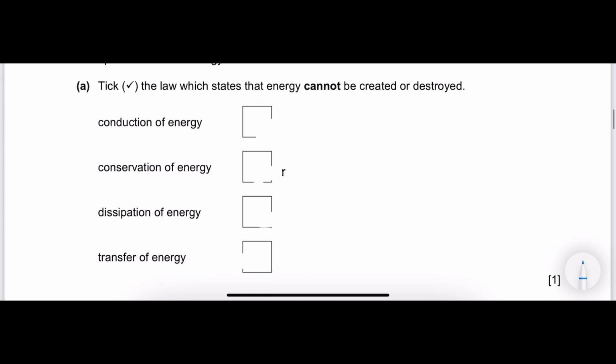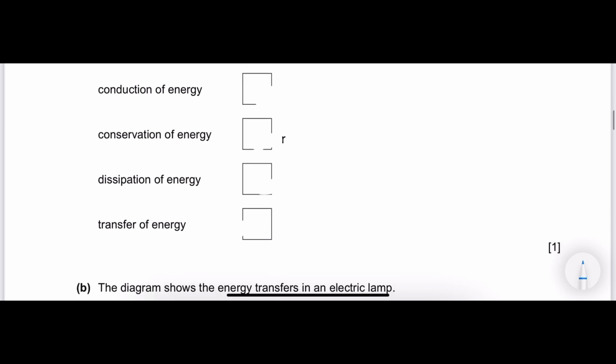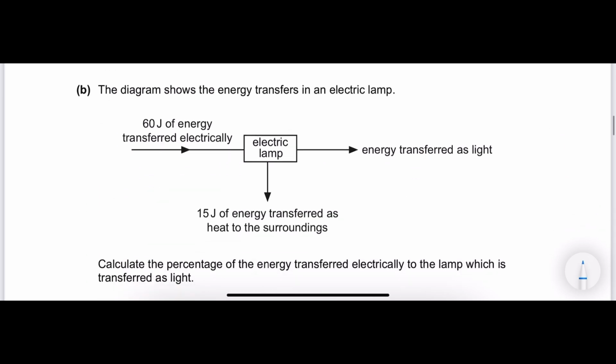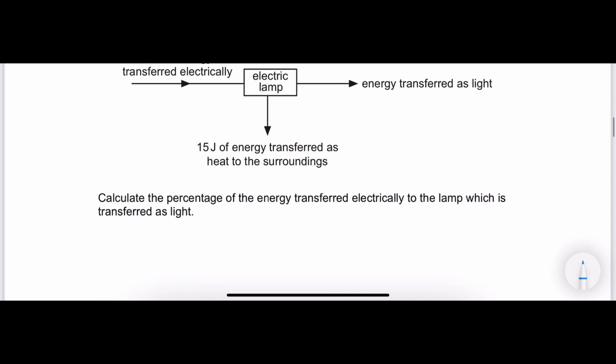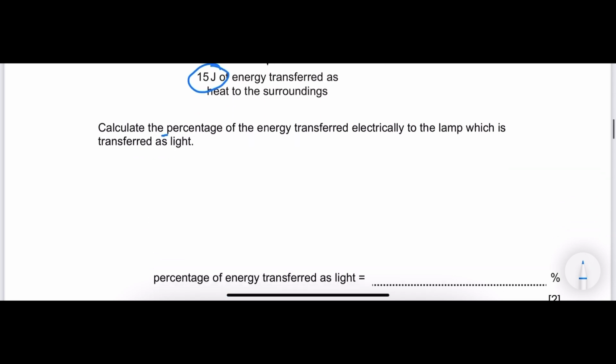Question 12 is about energy transfers in an electric lamp. A. Identifying the law of energy conservation, energy is only transferred from one form to another. The correct answer is the law of conservation of energy. B. Calculating the percentage of energy transferred as light. We are given that the lamp receives 60 joules of energy. Out of this, 15 joules is lost as heat. The rest is transferred as light.